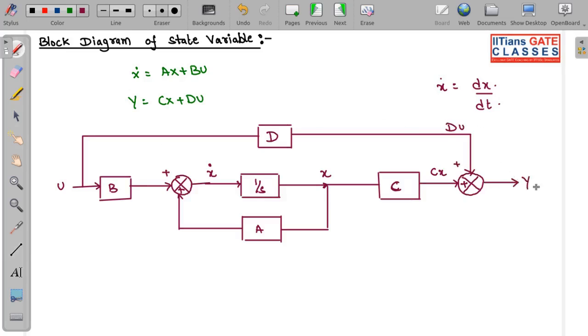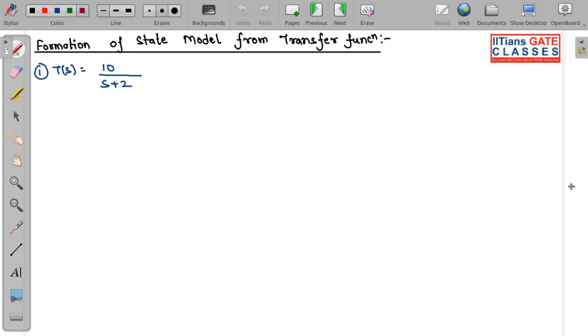Okay, so this is the basic block diagram of a state variable representation. You can see basically this is what? X dot is equal to ax plus bu and y is equal to cx plus du. Okay, so this we have actually got over here. Okay, so now let us see how do we form the state model from your transfer function.